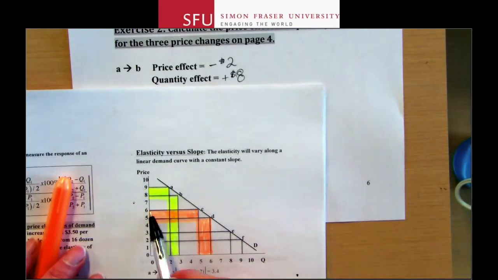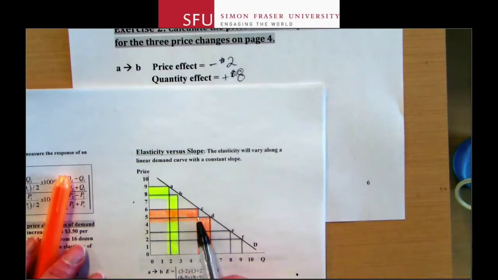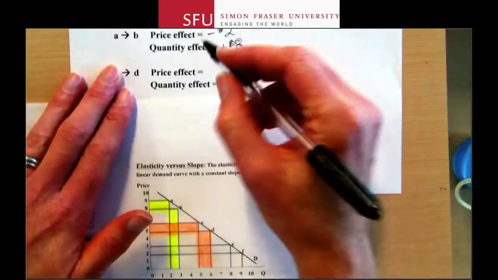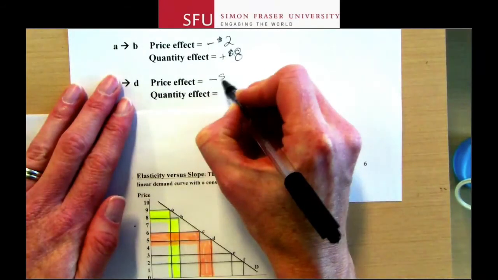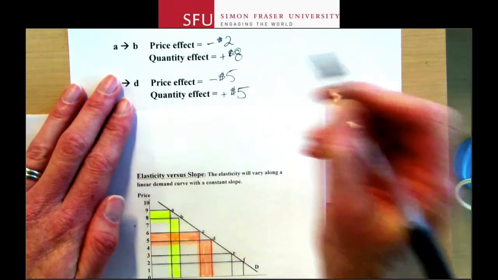So what's happening is that they will lose $5 here because they're losing $1 per unit for 5 units, but then they sell an extra unit for $5. So they lose 5 and gain 5. So price effect is minus 5, quantity effect is plus 5.